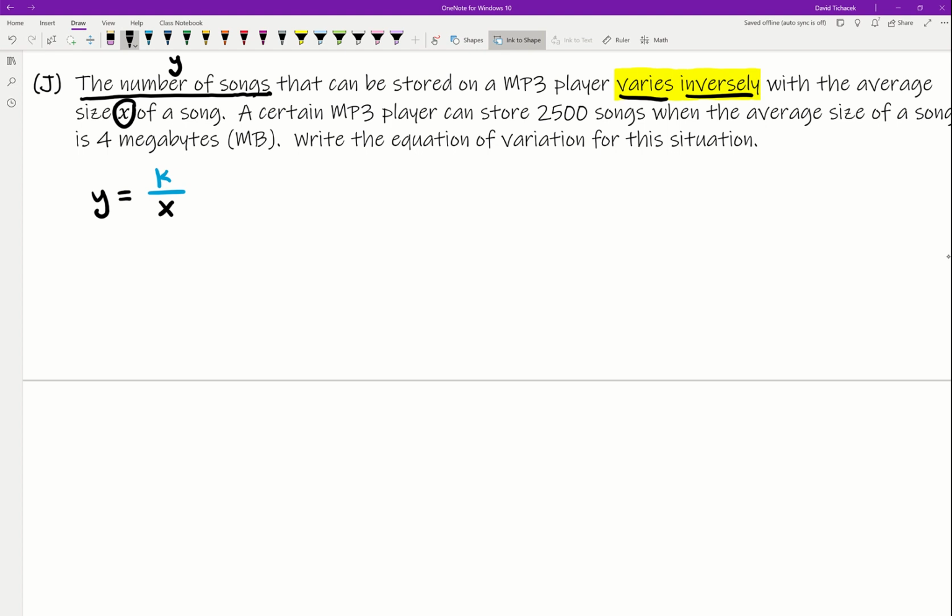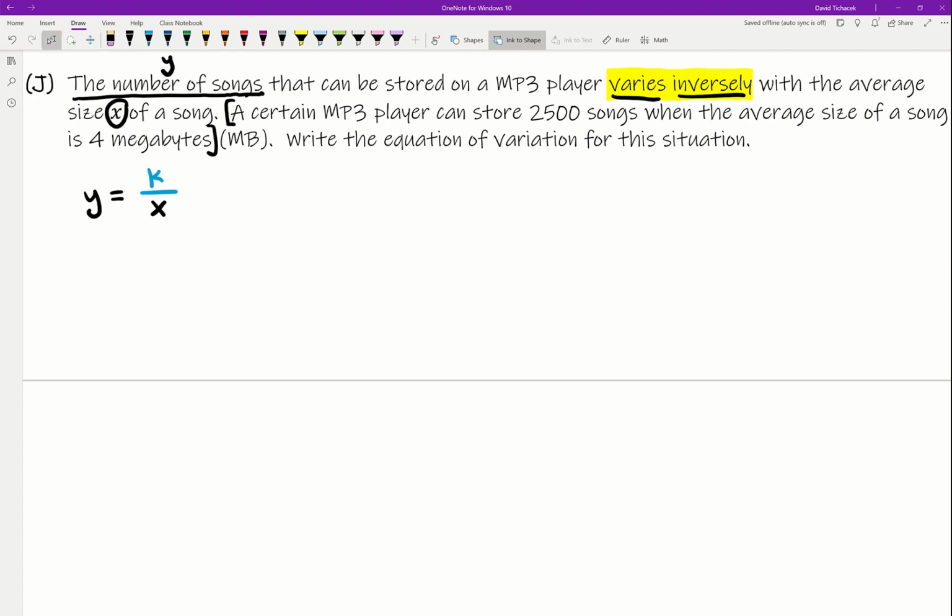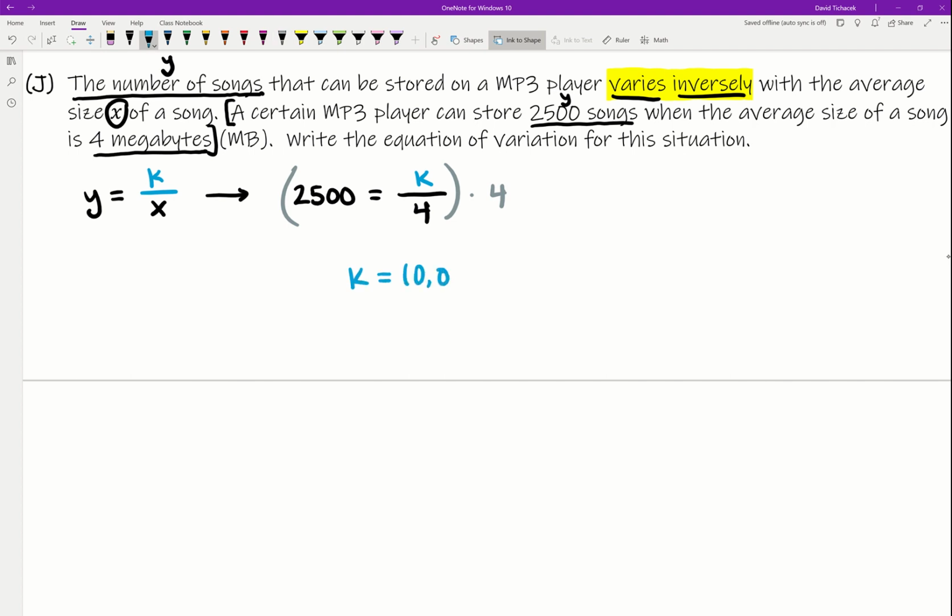Then in that next sentence, they give us some background info. They say that a certain MP3 player can store 2,500 songs when the average size of a song is 4 megabytes. Keep in mind the number of songs is what we called Y, and the average size of your song is going to be X. So if we substitute those values in, in place of Y I'll put 2,500, and in place of X I'll put 4. We are now going to solve this equation for the constant of proportionality, and of course that's k. We can solve this really easily by multiplying both sides by 4, and we are going to get a pretty large value for k here, but that's completely fine. We're going to get 10,000.